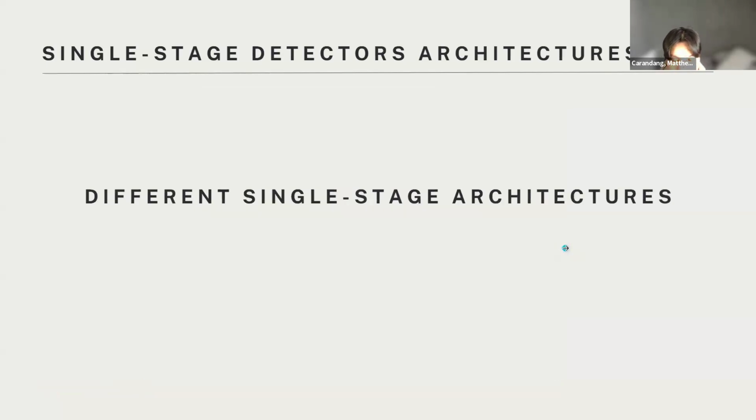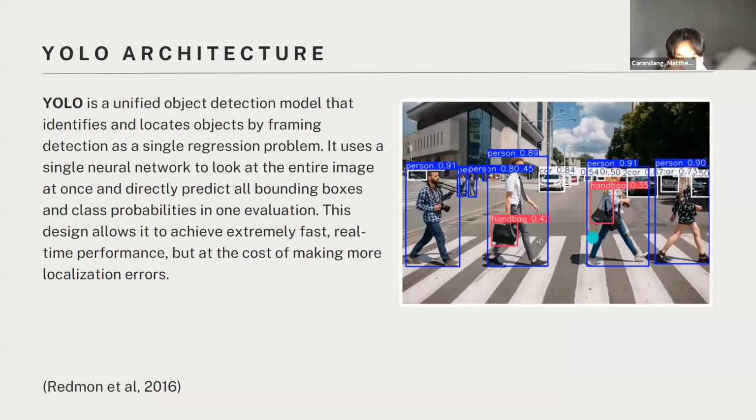So with that distinguishing the difference between single stage and two-stage detectors, we're gonna be moving on to the different single stage architectures that are quite prominent in the field. Starting off with, I guess, one of the most notable and highly sought after, which is the YOLO architecture.